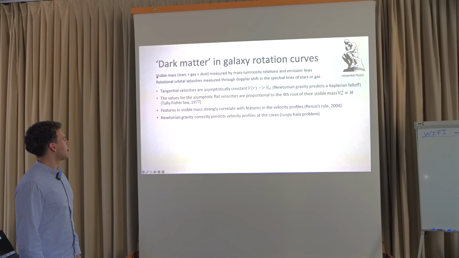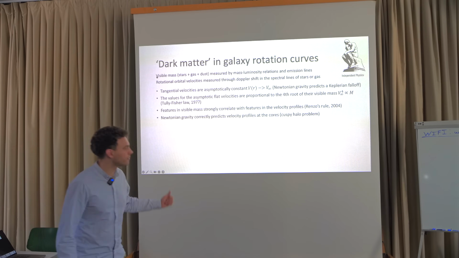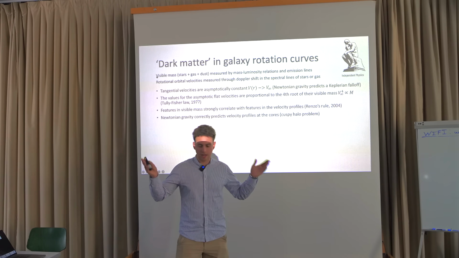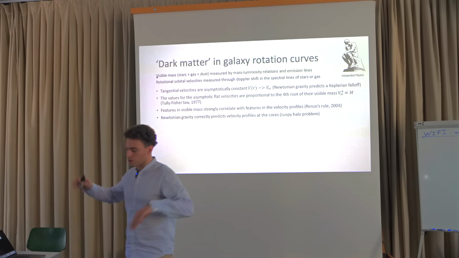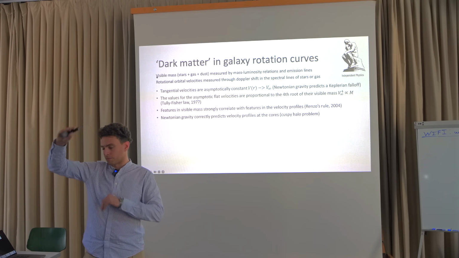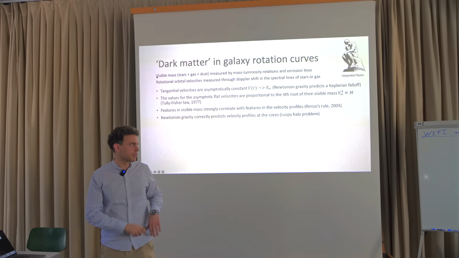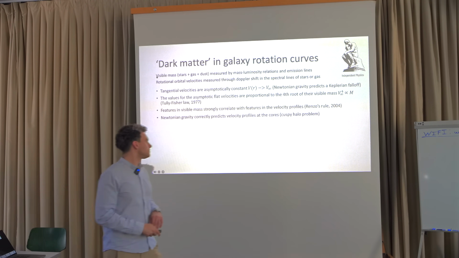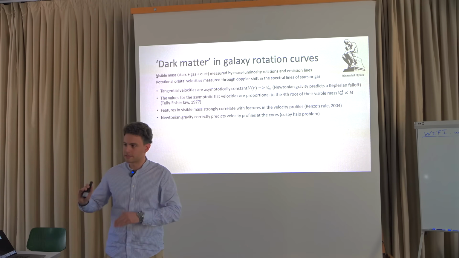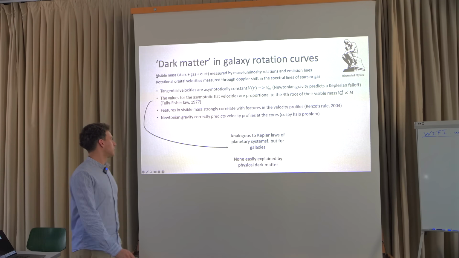You also have the notion that Newtonian gravity correctly predicts the velocity profiles at the cores. So Newton's laws work. This is very general, but it works generally at the cores of galaxies. And you only get this difference between what you expect from Newton and what you observe at the edges of the galaxies, far away from the cores. I will talk about velocity discrepancies or mass discrepancies. They are basically the same concept. By the way, stop me anytime you want to ask questions.